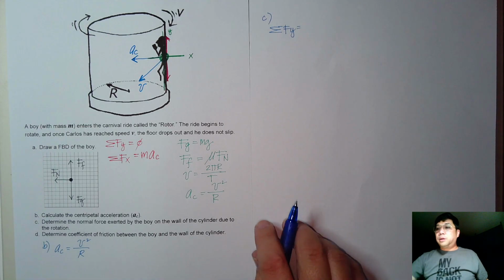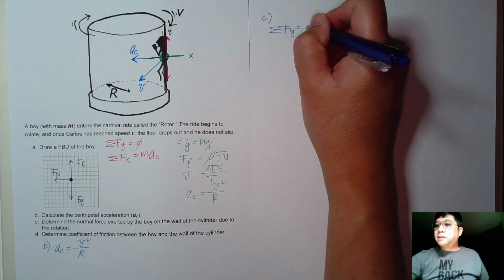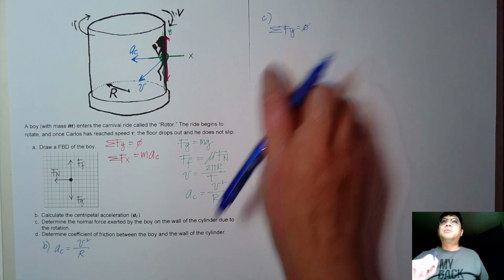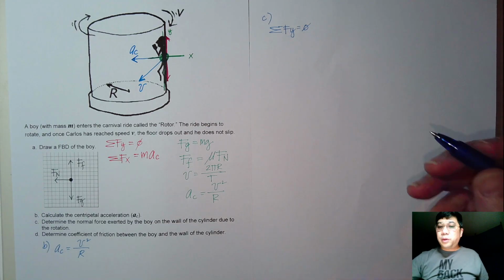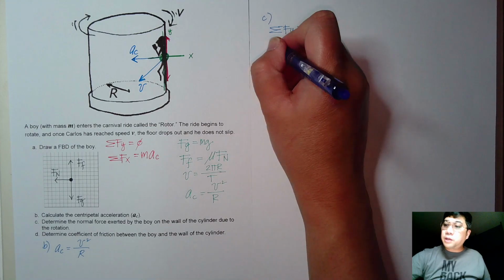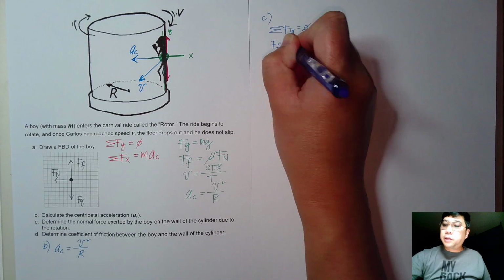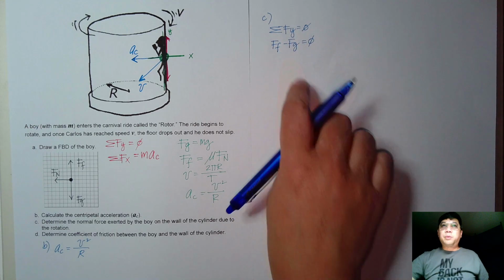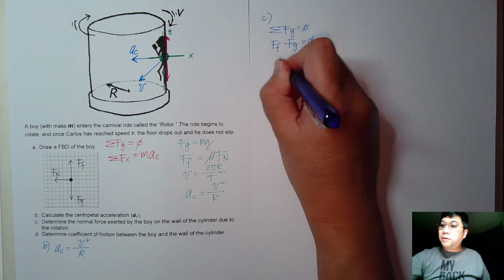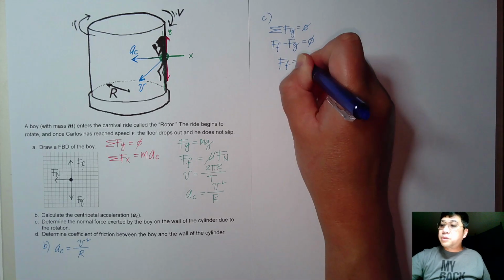Okay. So forces acting on the y-axis is 0. So summation of forces along the y-axis is 0. Okay. Positive going up, negative going down. So we have positive force of friction, negative force of gravity equals 0. Or at this point, we can say that the force of friction is equivalent to force of gravity.